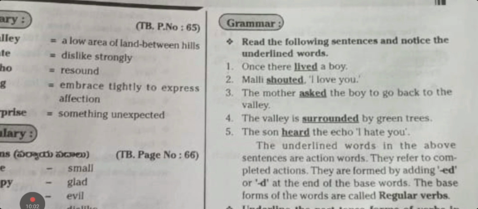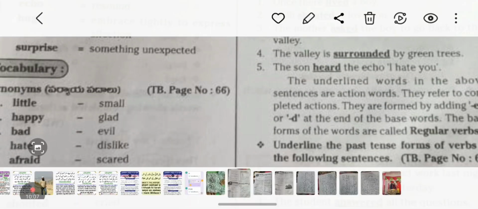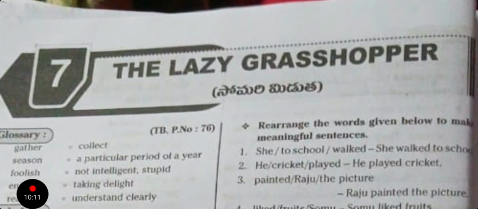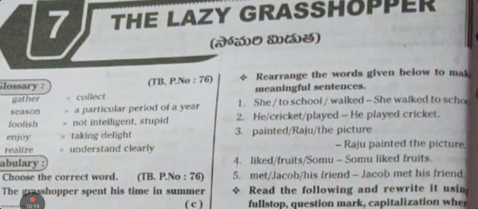I think 6th lesson is this much only. Let's see the 7th lesson. Yeah, 6th lesson is completed. We have completed 1, 2, 3, 4, 5, 6. 6 lessons, more 2 lessons, 7 and 8. Let's complete it. The lazy grasshopper.